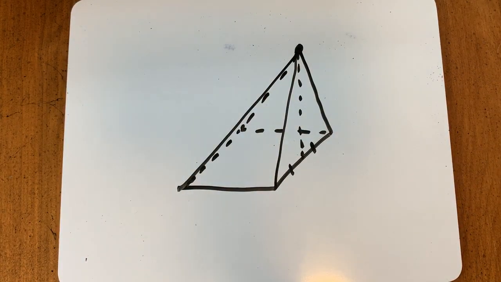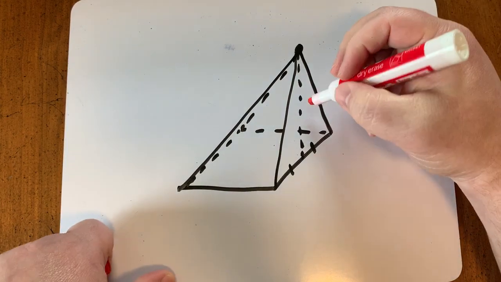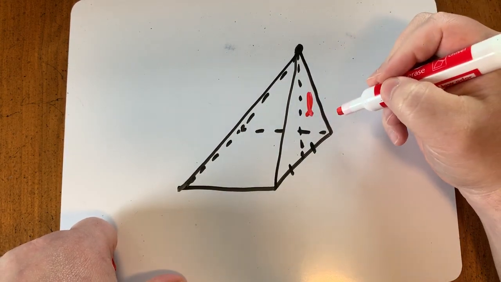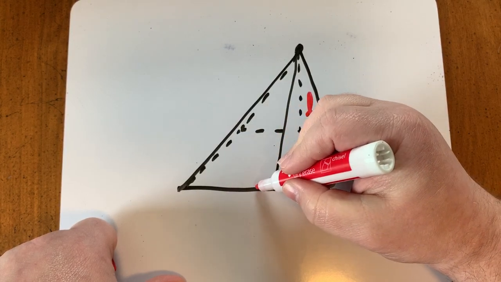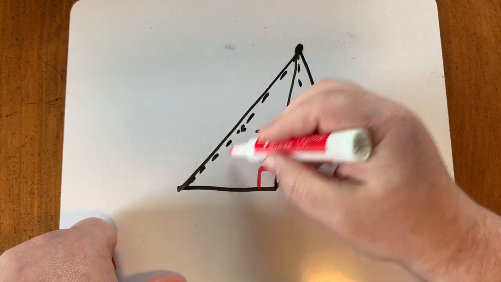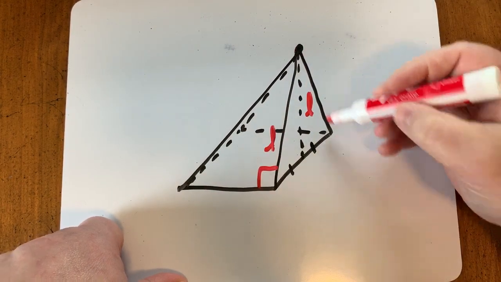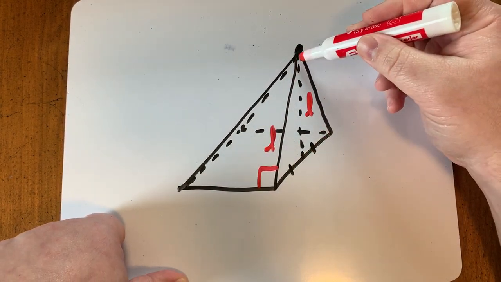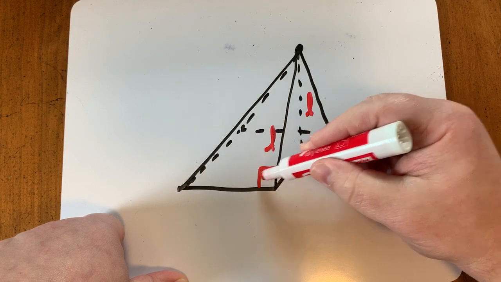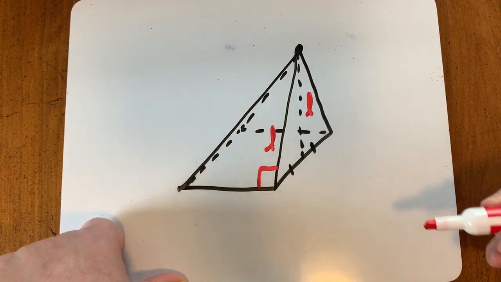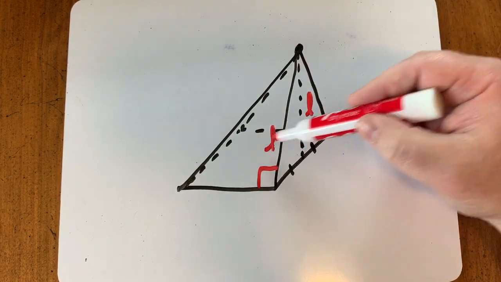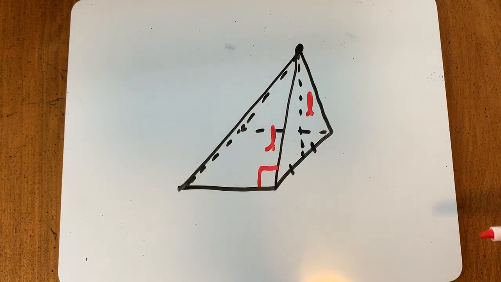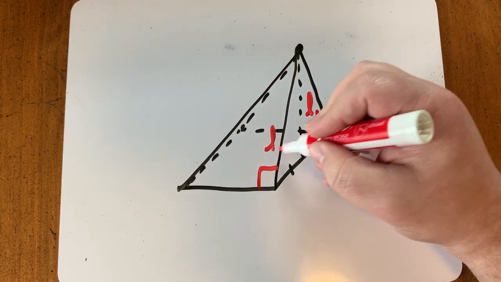If we had this slant height, it is shorter than the height of this lateral face in the front. This one on the side has a smaller height than this one on the front. So if that vertex is not above the center, these lateral heights are going to be different.